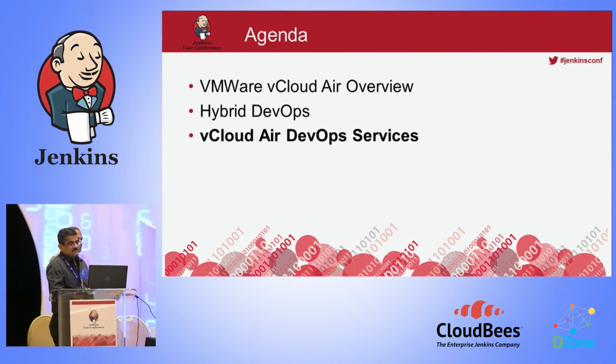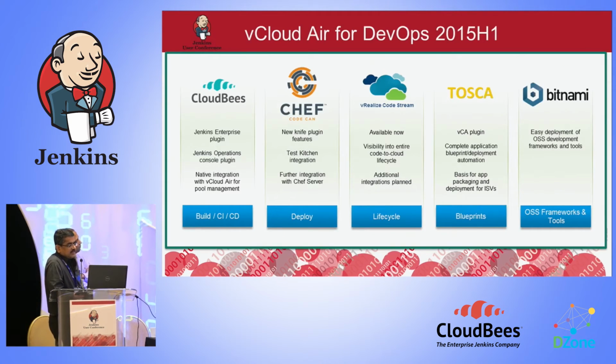So briefly, on the services that are available and coming soon on vCloud Air. Today, right now, these are the partners and the products that are available. CloudBees, essentially we are working with them. So we have Jenkins Enterprise running on vCloud Air, and you can start using it for all your build jobs. And then Chef has built a knife plugin, as I said, for vCloud Air, so that's available. vRealize Code Stream is a VMware product for continuous delivery and release automation. I have one more slide on it, so I'll go into a little bit more detail on that.